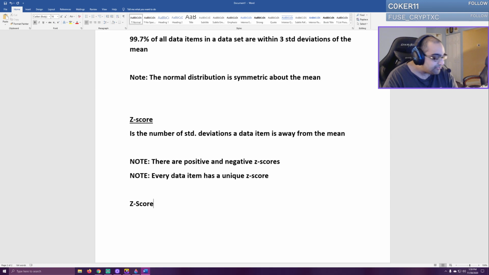So if I want to find the z-score, what I do is I take the data item, I subtract the mean, and I divide by the standard deviation. Notice I put data item minus the mean in parentheses. That's important. I want to subtract first, and then I divide by the standard deviation in order to acquire our z-score.